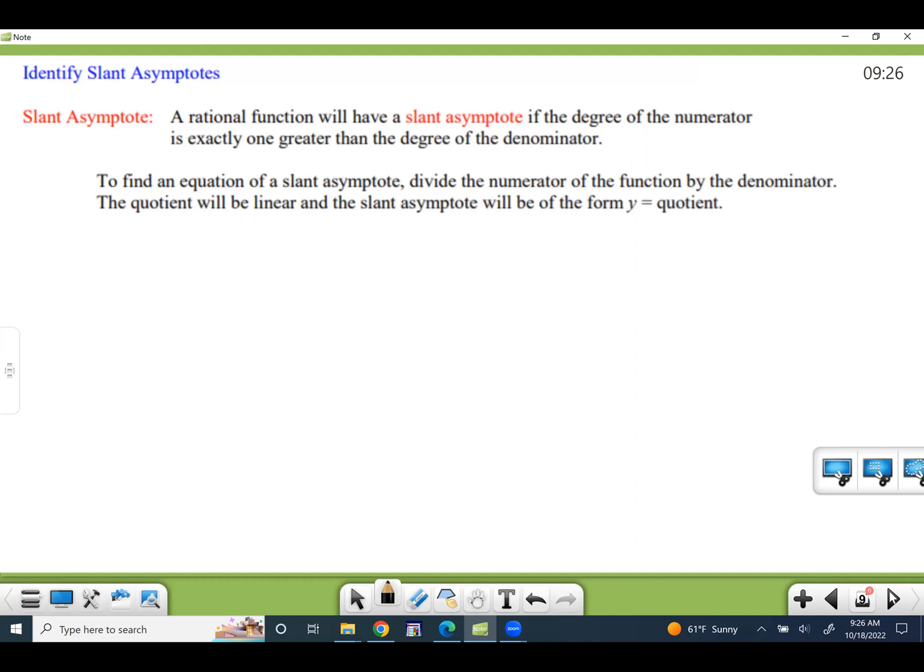Okay, here's our last type of asymptote, a slant asymptote. To find the slant asymptote, here are some steps.